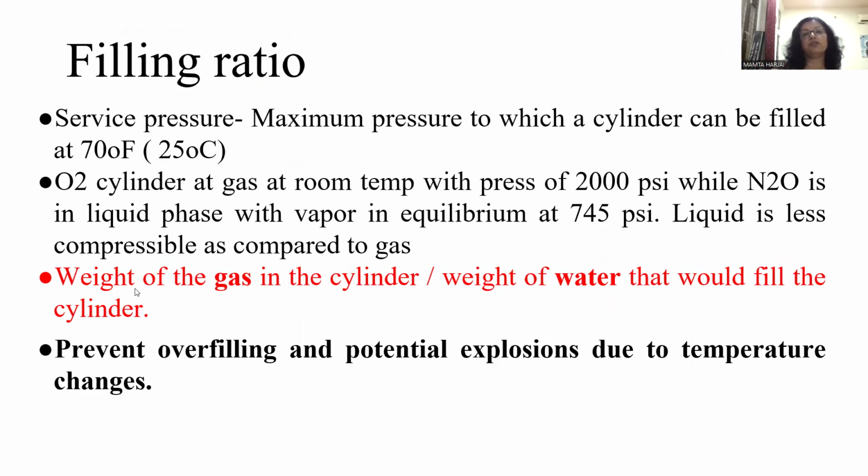Now coming to the filling ratio. What is filling ratio? There is a limit to the amount a gas cylinder can hold. So the oxygen cylinder was a cylinder with a pressure of 2000 psi at room temperature, while nitrous oxide shows a pressure of 745 psi with vapor and liquid at equilibrium. Now, the filling pressure is the maximum pressure to which a cylinder can be filled at 70 degrees Fahrenheit or 25 degrees centigrade.